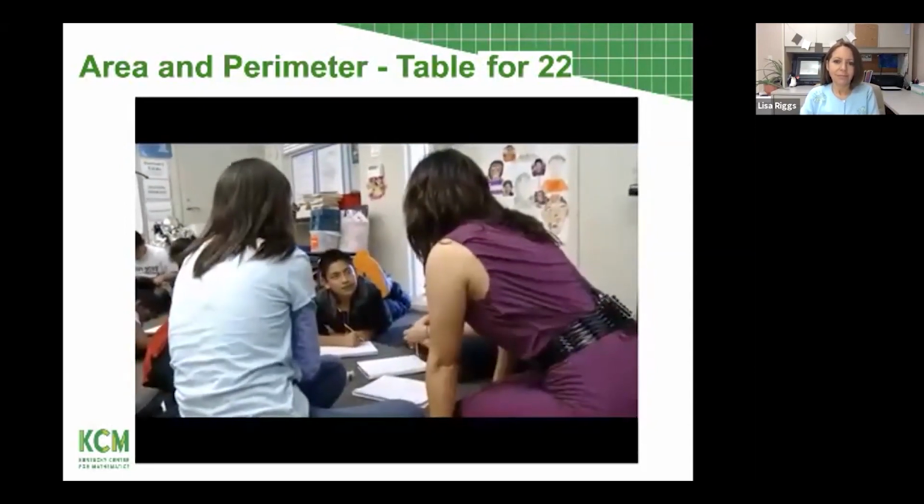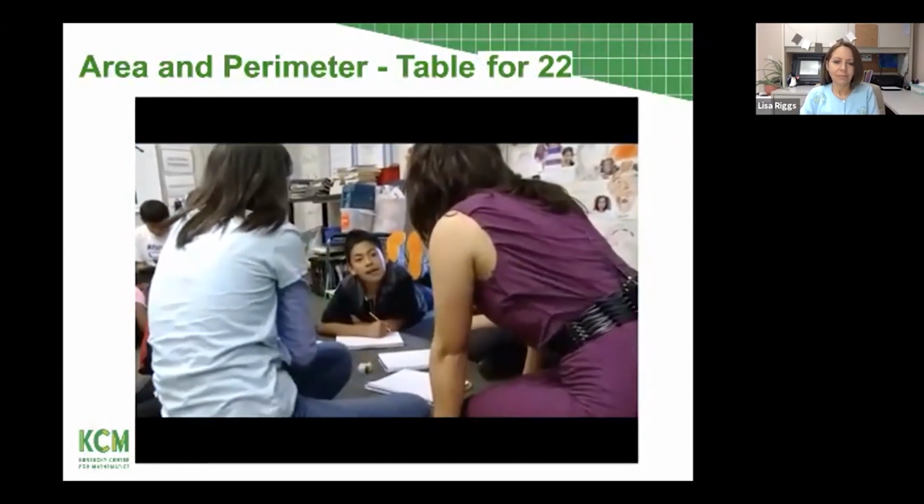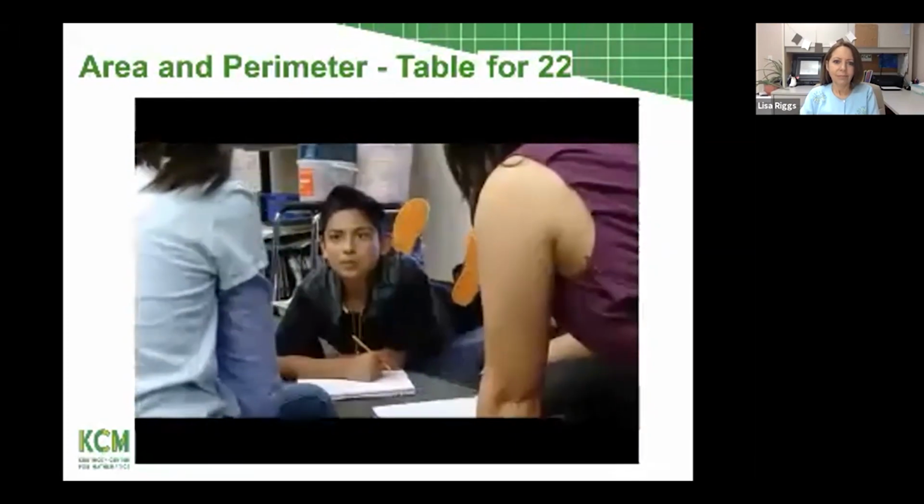Is that the biggest table that I can fit the most food on? Or is it the smallest table that I can put the least food on because I don't have enough? I think it's that one.